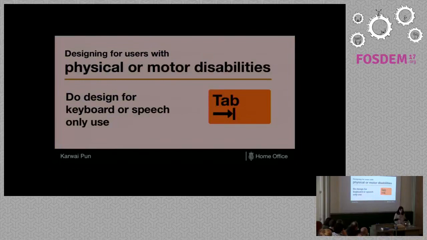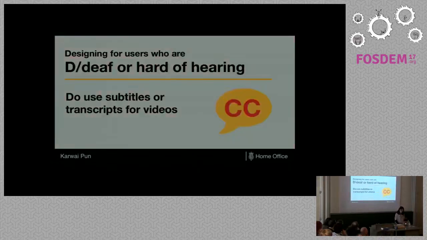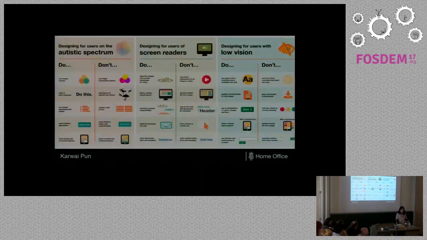So design for keyboard or speech-only use. Not everyone uses a mouse. Make sure that all functionality is available on a keyboard. And for those that do use a mouse, consider not making dynamic content that requires a lot of precise mouse movements. So for example, hiding things in submenus and submenus that have small click or hit areas. Use subtitles or transcripts for videos. This provides additional information, as opposed to putting content in just audio or video only.